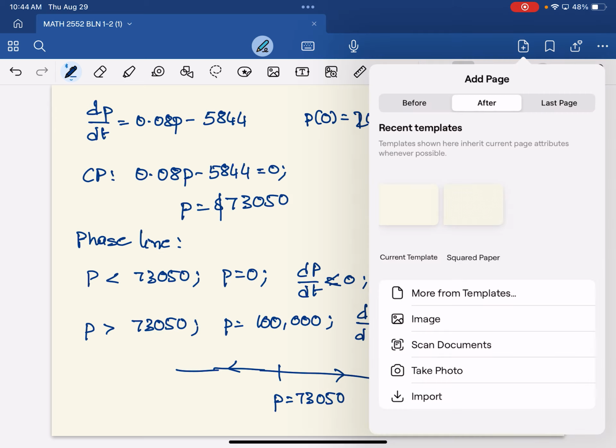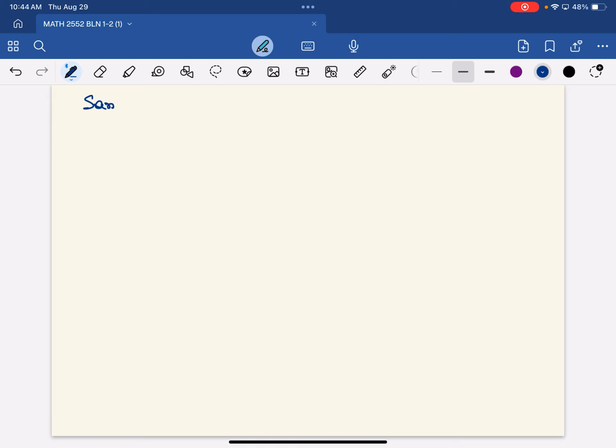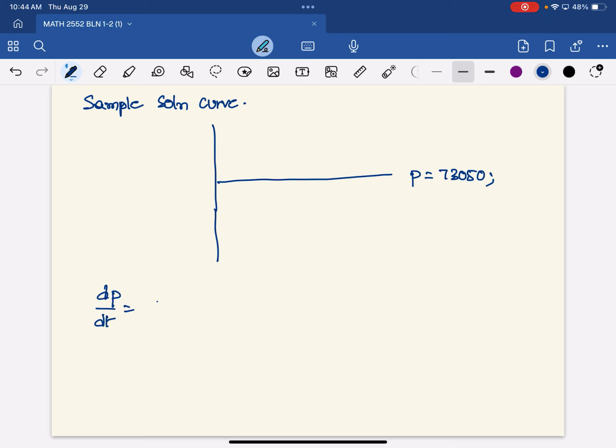So now I want to get the sample solution curve. That's my next thing to go for. If I want to go for the sample solution curve, this is my critical value, P equals 73,050. Remember my dP/dt is going to be 0.08P minus 5844. So my second derivative is going to be 0.08P prime. So in here the first derivative is positive and the second derivative is also positive. So it's increasing and concave up.